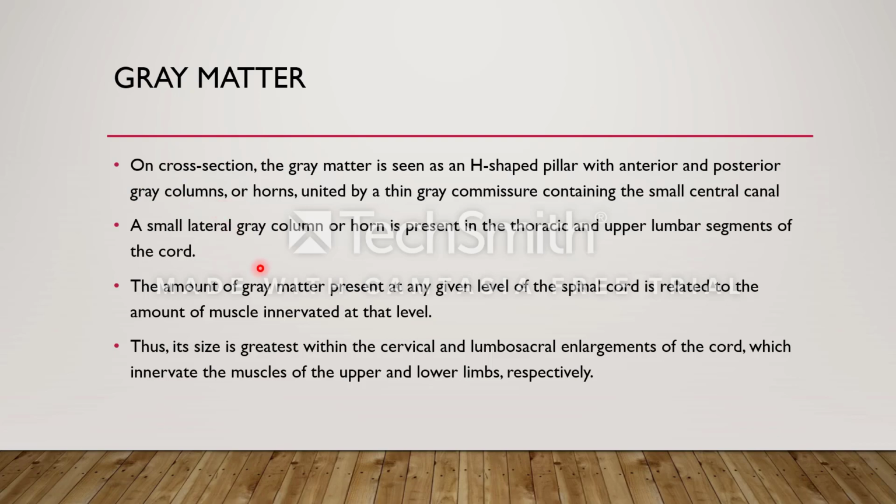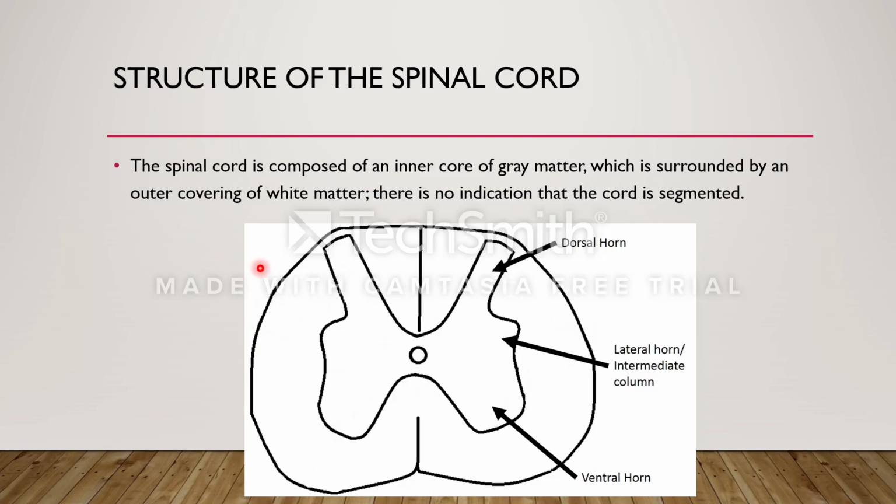The amount of grey matter which is present at any given level of the spinal cord is related to the amount of muscle innervated at that level. For example, the size of the grey matter is greatest within the cervical area and the lumbosacral enlargements of the cord, which innervate the muscles of the upper limb and the lower limb respectively. For example, see here, this is grey matter, and it will be more in the cervical region and the lumbosacral region, because it is supplying the muscles.